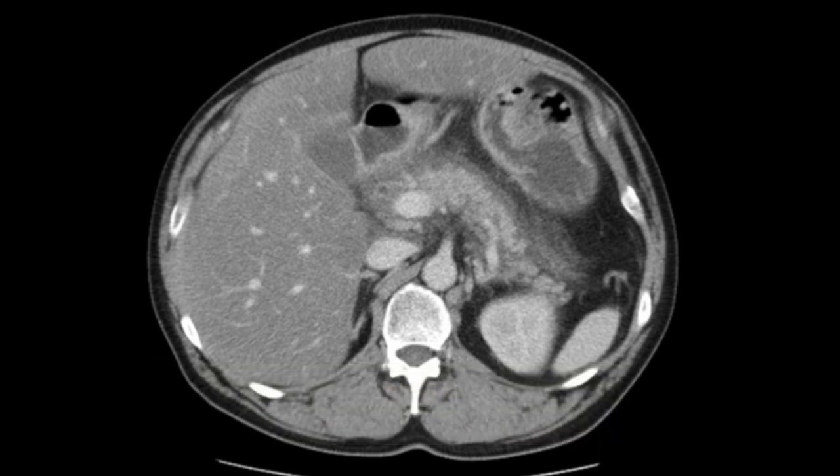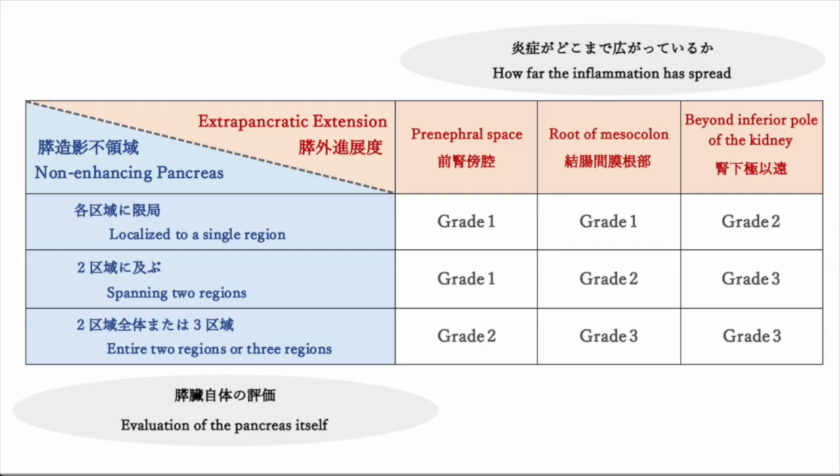Next, let's focus on the severity of pancreatitis. Pancreatitis is graded by severity, and there are CT-based criteria. Please look at this illustration. This table classifies pancreatitis based on the degree of inflammation within the pancreas and the extent of spread to surrounding tissues. First, let's evaluate the pancreas itself.